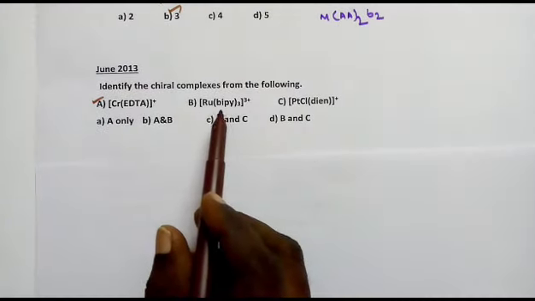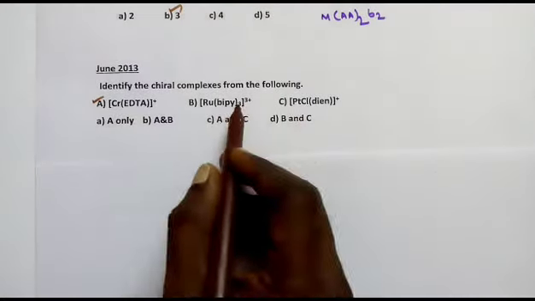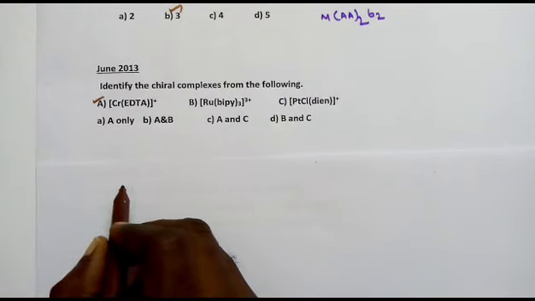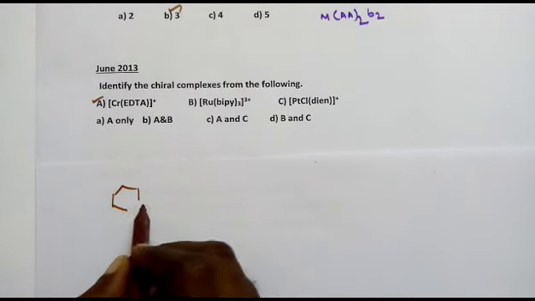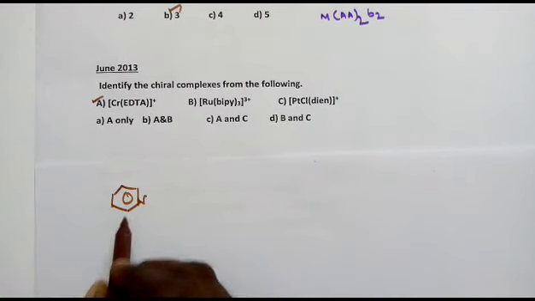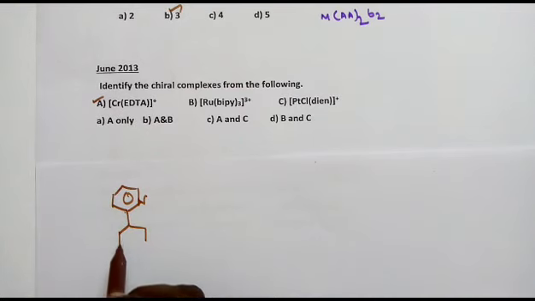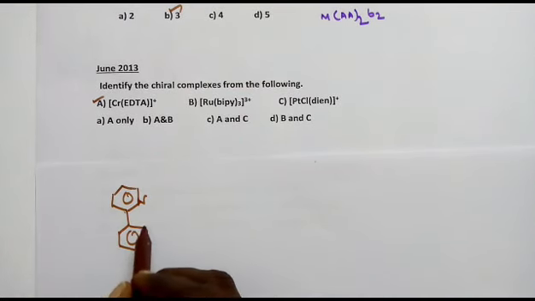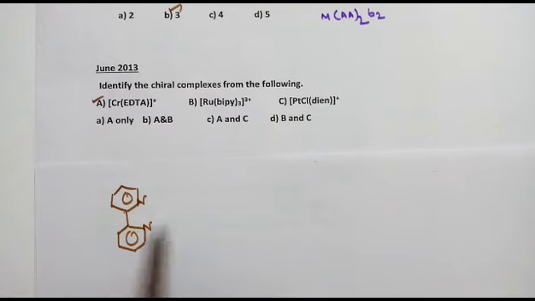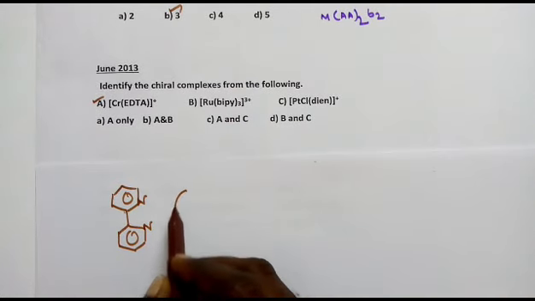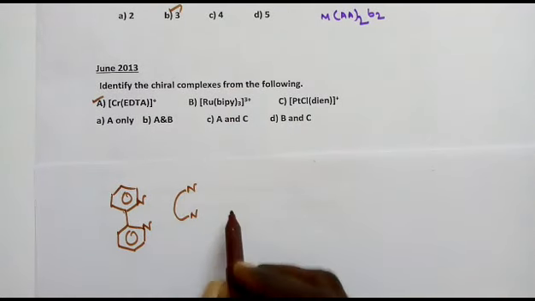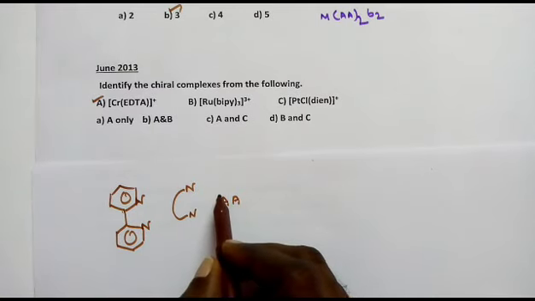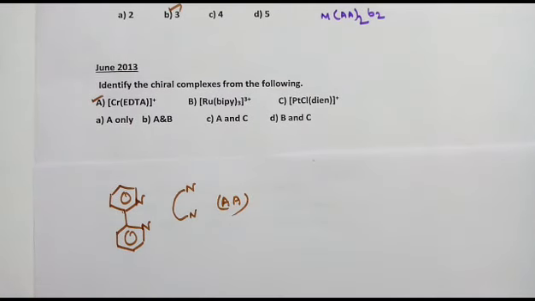And ruthenium, this one is a bipyridyl complex. Bipyridine means this one. This is pyridine, N, and this one is bipyridine. Bipyridyl complex. This is a symmetric bidentate ligand which is equal to N. So that means AA type. This is an AA type, symmetric bidentate ligand.